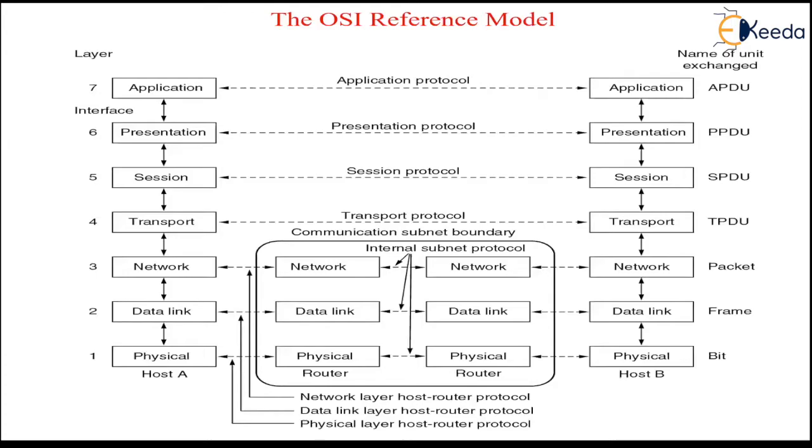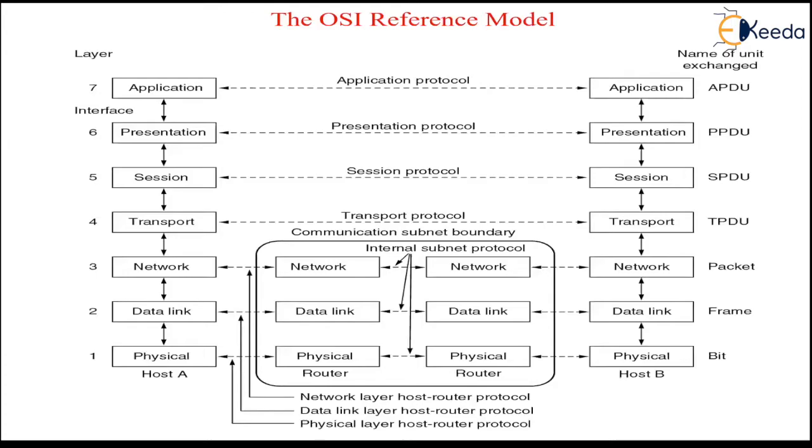Next function is connection control. The transport layer can be either connectionless or connection oriented, but in the OSI reference model, the transport layer is connection oriented. The connection oriented transport layer makes a connection with the transport layer of the destination before delivery of the packets. Once the connection is established, packets are delivered. After all the packets are transferred, lastly, the connection is terminated.